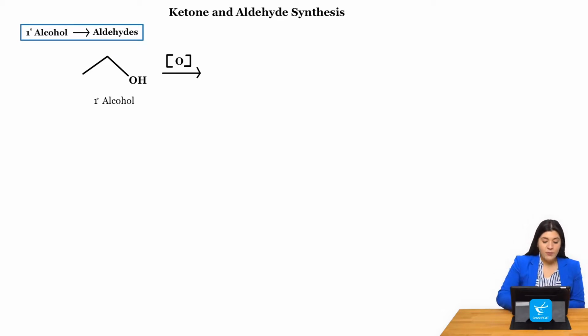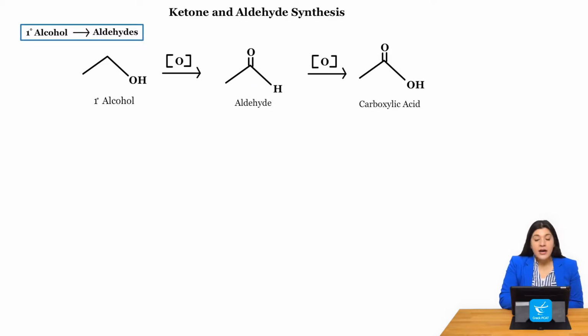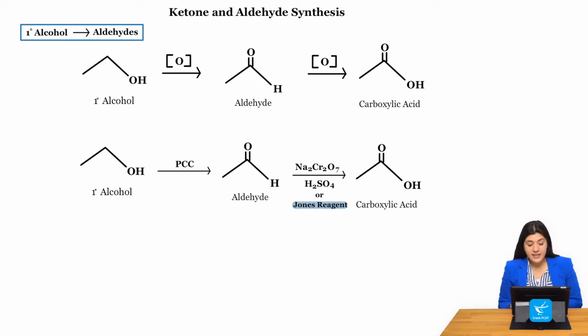So remember that what we do is we have some sort of oxidizing agent, and we start off with a primary alcohol. And this oxidizing agent is then going to allow us to get to an aldehyde. If we were to continue with this and added another oxidizing agent to this aldehyde, then this would form a carboxylic acid. And remember, our oxidizing agent here could have been PCC going from a primary alcohol to an aldehyde. And then if we wanted to continue, this could have been the Jones reagent or chromic acid.